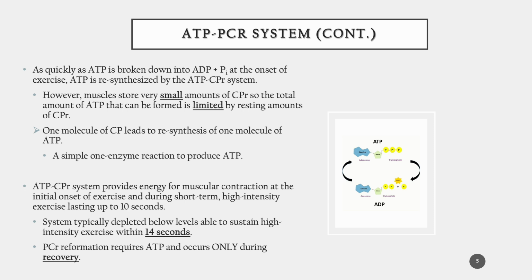The phosphocreatine reformation requires ATP and only occurs during recovery. At the end of 10 seconds, if you sprint really hard for 10 seconds, will you be exhausted? Absolutely. So after that 10-second sprint, you'll have to recover. This is when we start to reform our ATP and the phosphocreatine to be able to prepare for the next bout of energy.